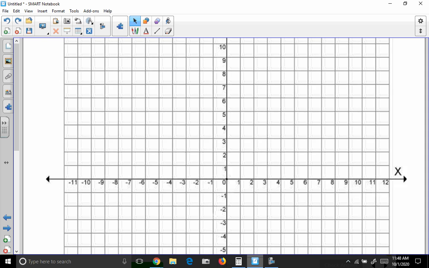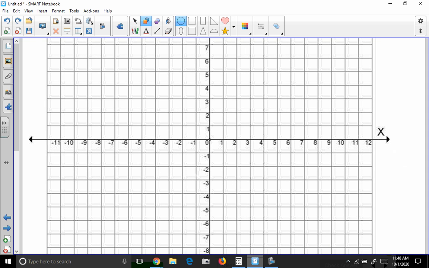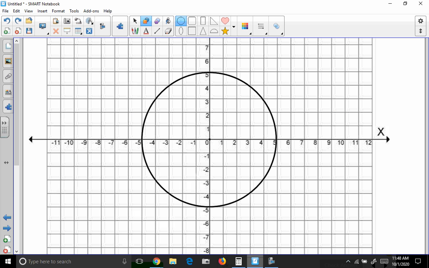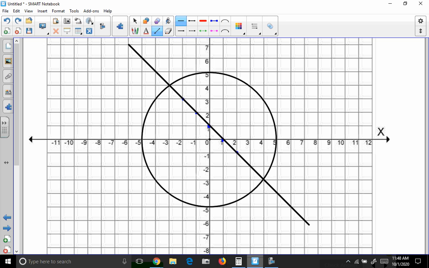If we graph x squared plus y squared equals 25, that is a circle centered at the origin with a radius of 5. If we graph x plus y equals 1, that's a line with a y-intercept of 1 and a slope of negative 1. So if we drew a line through that, we would get this. And notice we have 2 points of intersection. So our system of equations has two solutions. One is at (4, -3), and one is at (-3, 4).